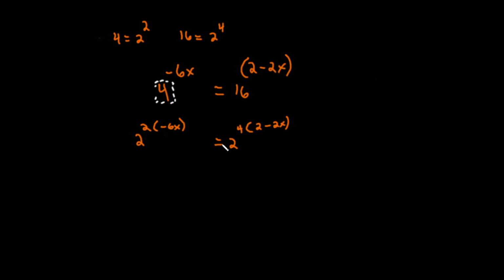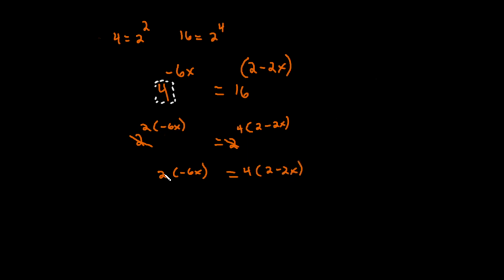And now take a look. They both have the same base. So now we are free to just cross them out. And now we're just left with the exponents equal to each other. So we have 2 times negative 6x is equal to 4 times 2 minus 2x.